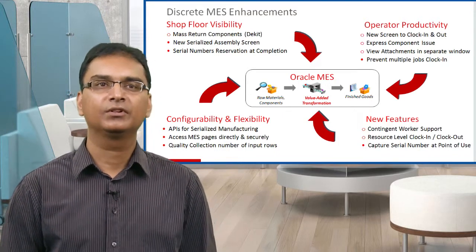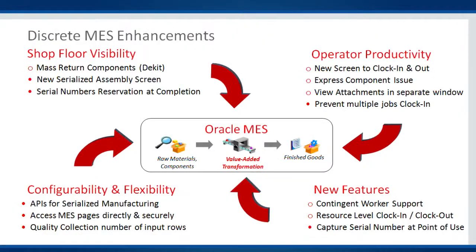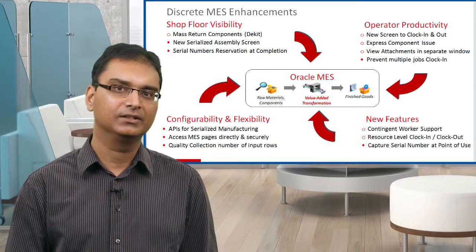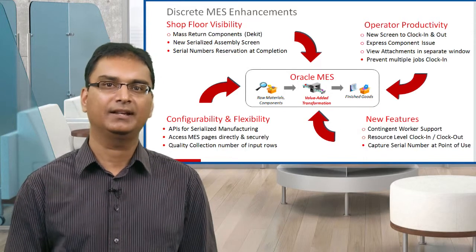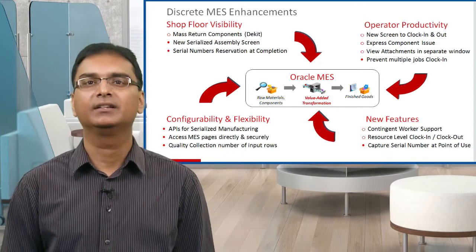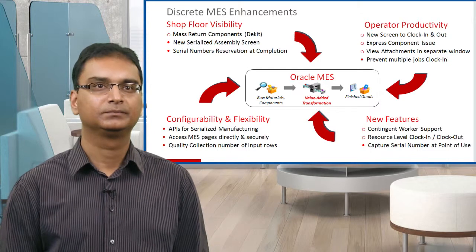In terms of shop floor visibility, we now have a dedicated screen for a serialized assembly. While you could earlier look at component and resource consumption at the entire work order level, now you can go down to a serialized assembly level and look at the quantity of component consumed at that particular assembly level. And you can also look at the serial numbers which are consumed for that end assembly serial.